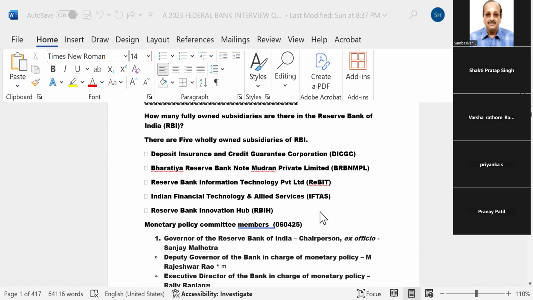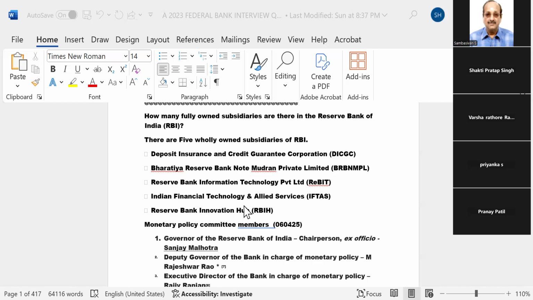Now, the next point is what is given here. Varsha, can you read this? How many fully owned? Please read. There are five wholly owned subsidiaries of RBI: Deposit Insurance and Credit Guarantee Corporation (DICGC), Bharatiya Reserve Bank Note Mudran Private Limited (BRBNMPL), Reserve Bank Information Technology Private Limited (REBIT), Indian Financial Technology and Allied Services (IFTAS), Reserve Bank Innovation Hub (RBIH).